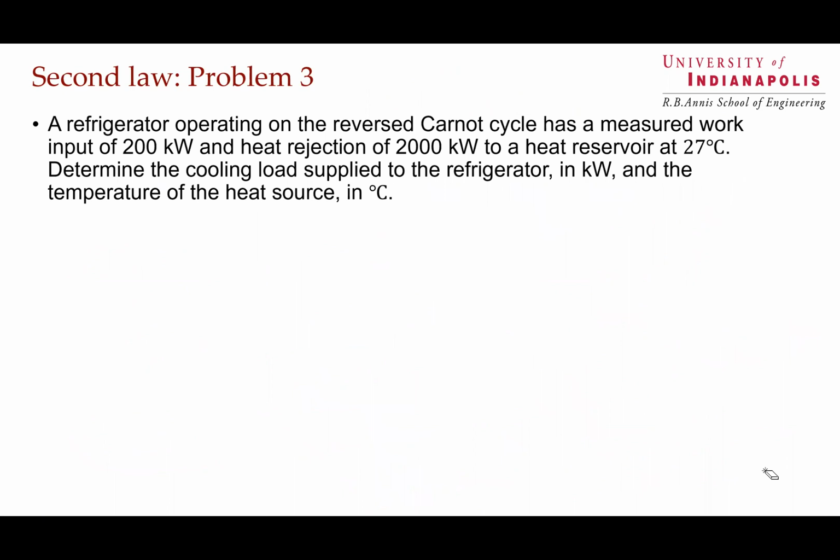The problem number 3: a refrigerator operating on the reverse Carnot cycle has a measured work input of 200 kilowatt and heat rejection of 2000 kilowatt to a heat reservoir at 27 degrees Celsius. Determine the cooling load supplied to the refrigerator in kilowatt and the temperature of the heat source in degrees Celsius.